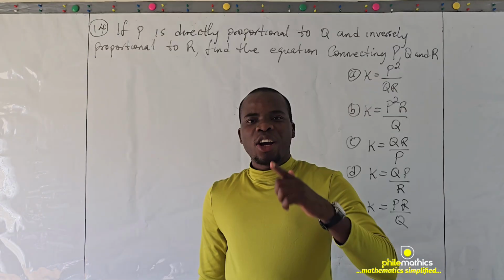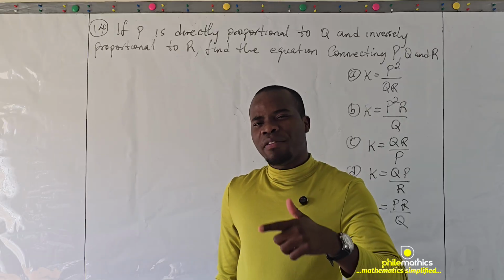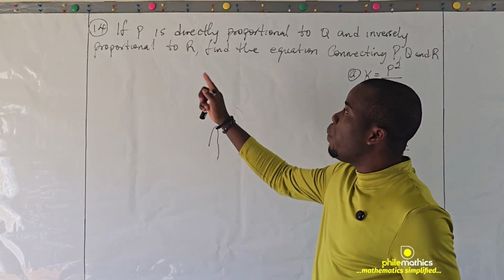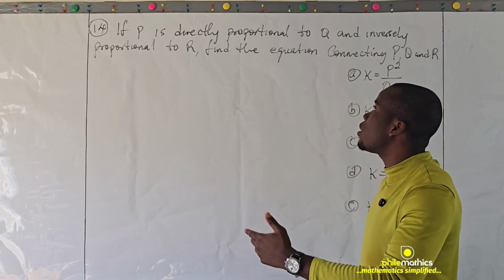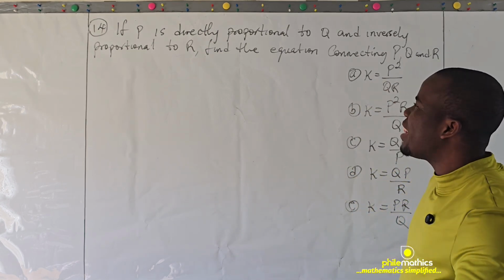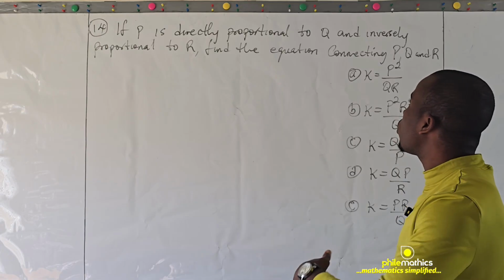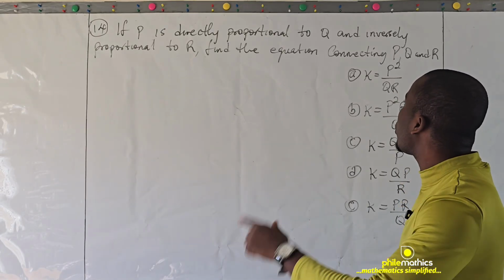Question 14 of 2025 NECO is on proportion, and it says if P is directly proportional to Q and inversely proportional to R, find the equation connecting P, Q, and R.